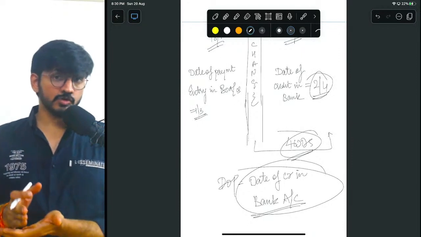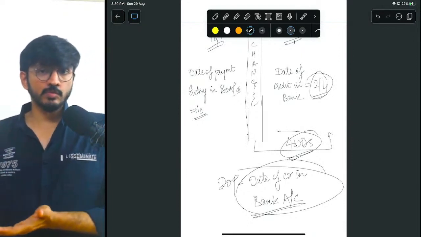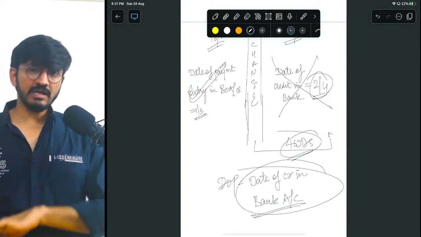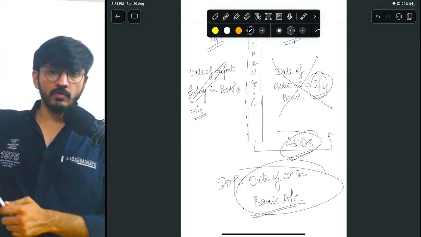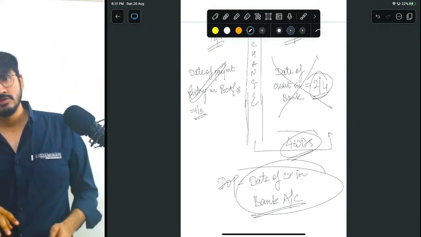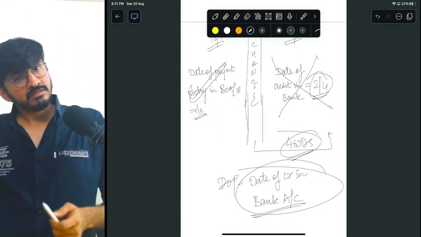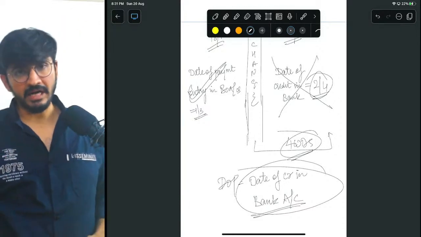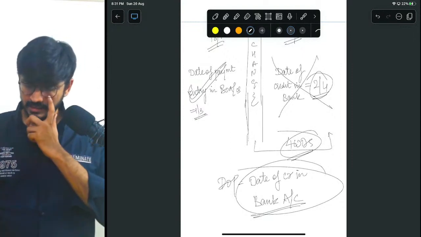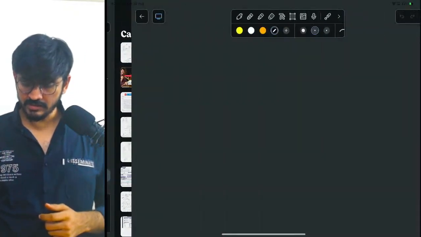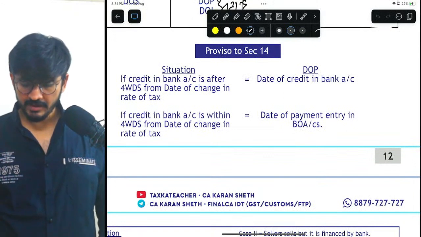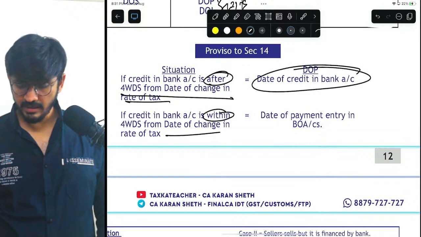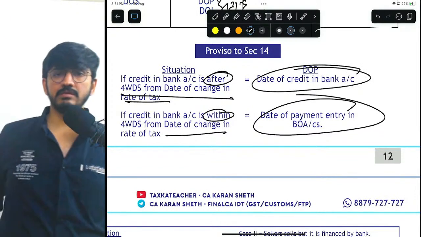Now understand, the credit is not after 4 days, it is within 4 days. So government says, chuck this date in that case. The other date, that is the date of payment entering the books of accounts, will be the date of payment. So if it is after 4 working days, date of credit. But if it is within, then date of payment entry. Is that very clear, my dear friends? Make sure that it is very clear.